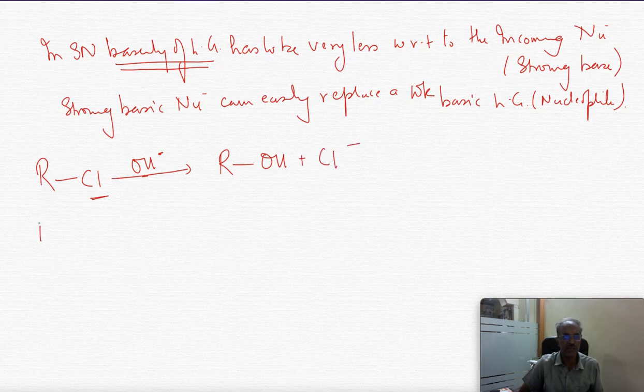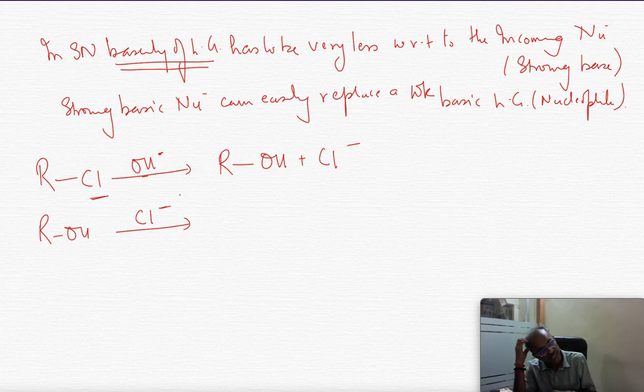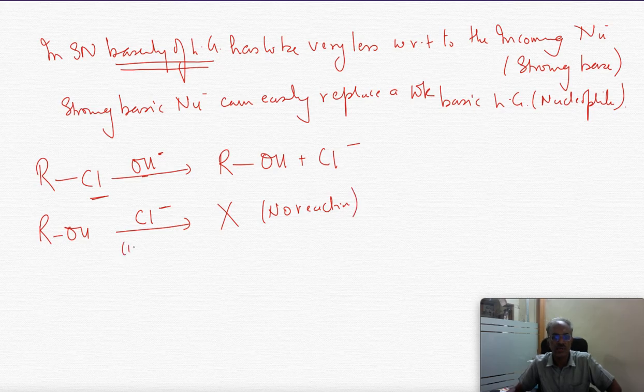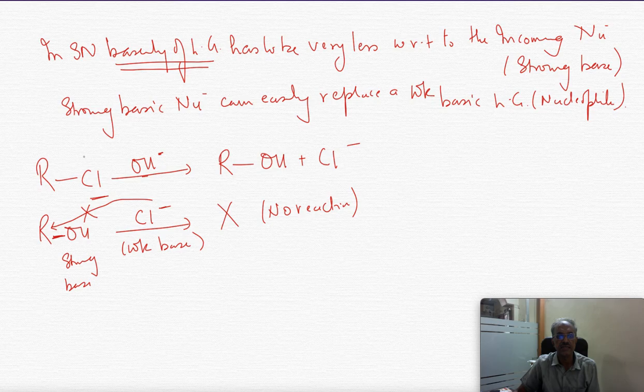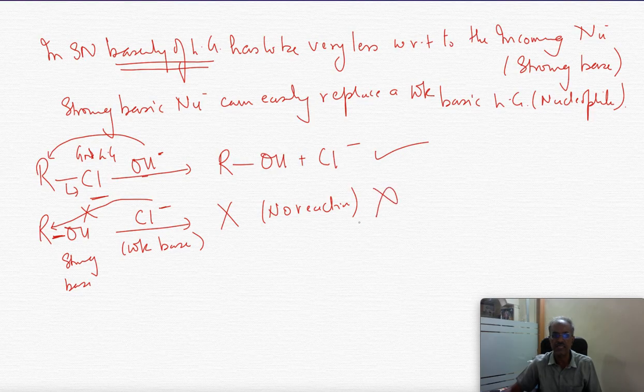But if we take it the other way around, ROH alcohol, and I want to react it with a chlorine nucleophile, which is a weak base, a very weak base compared to OH, OH being strong, then this reaction will not take place. No reaction will take place, because this is a weak base and this is a strong base. If it is a strong base, obviously it is a weak leaving group, so it is not going to be replaced by attack on R. Chlorine is a good leaving group, so the attack can happen easily. So this reaction is possible, but this reaction is not possible.